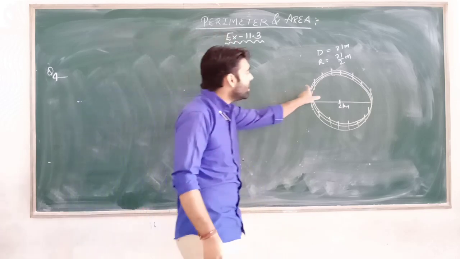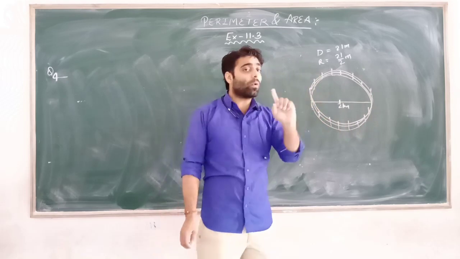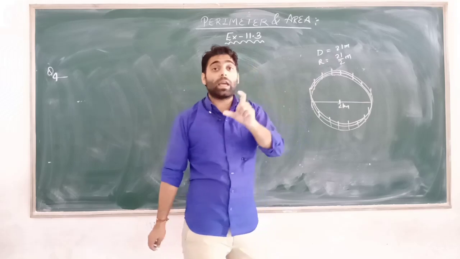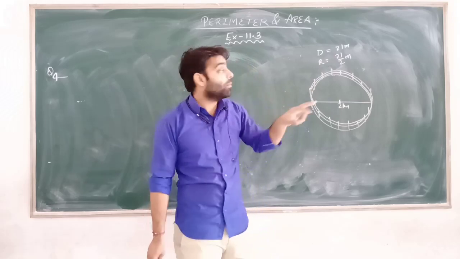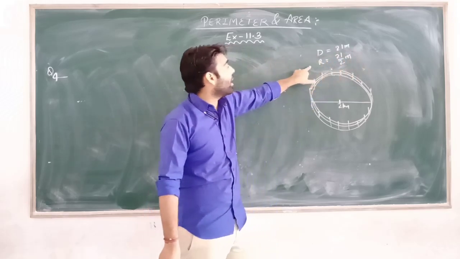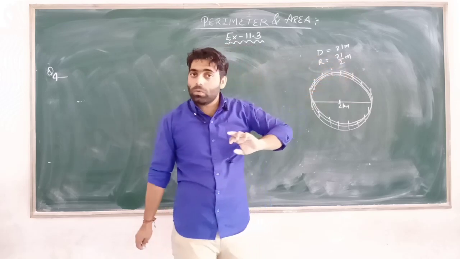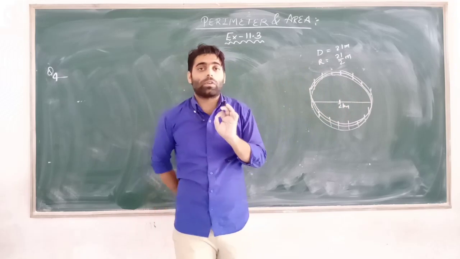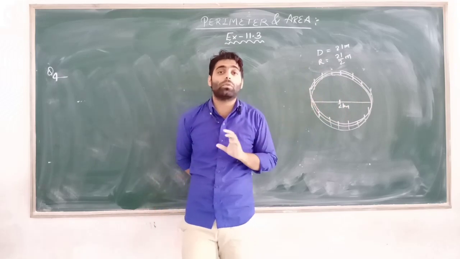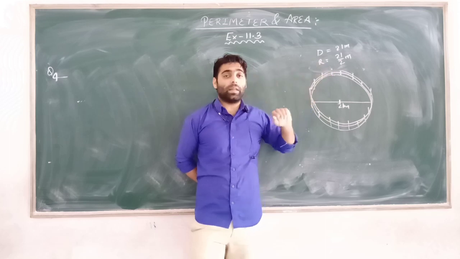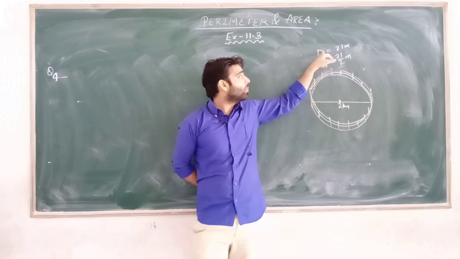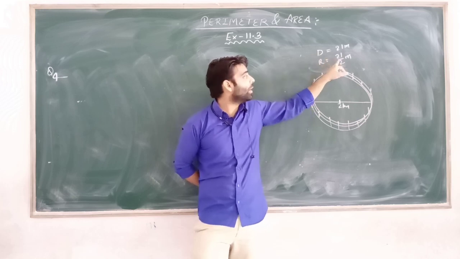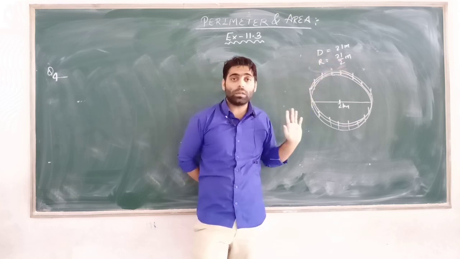We have to calculate the length of rope. Length of rope means perimeter of the circle. For this purpose, we have to find the value of r, that is 21 upon 2. From this r, we will calculate the circumference. First of all, diameter has been given. From this diameter, we will calculate the value of r, that is equal to 21 upon 2 meters.